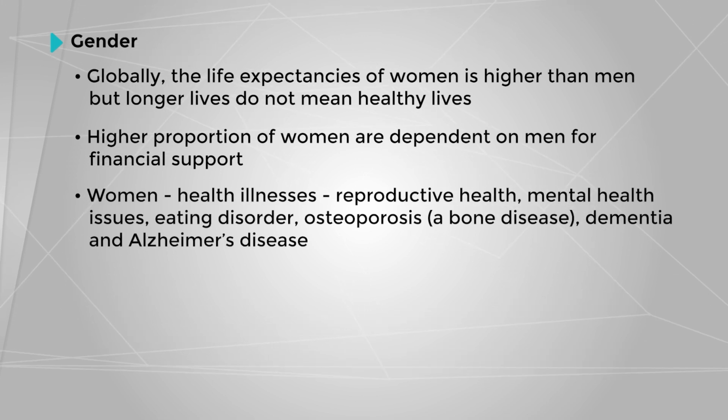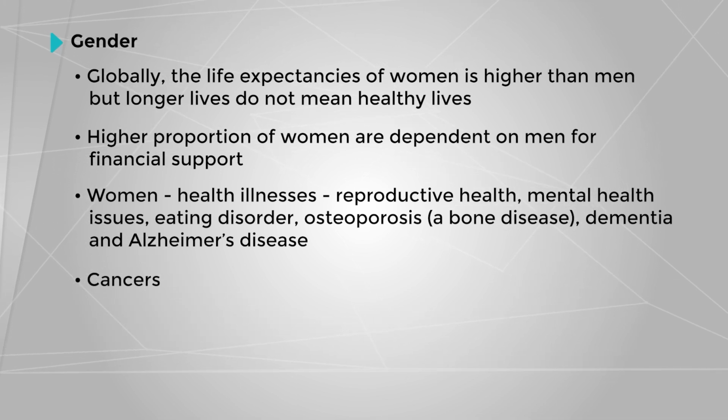Their health illnesses are also unique. This may include reproductive health, mental health issues, eating disorders, osteoporosis, which is a bone disease, dementia, and Alzheimer's disease. Sexual and reproductive health problems are responsible for one third of health issues for women between 15 to 44 years. Two of the most common cancers affecting women are breast cancer and cervical cancer.